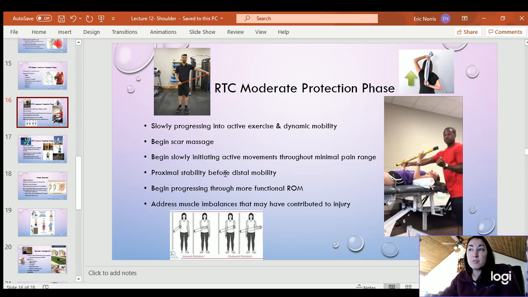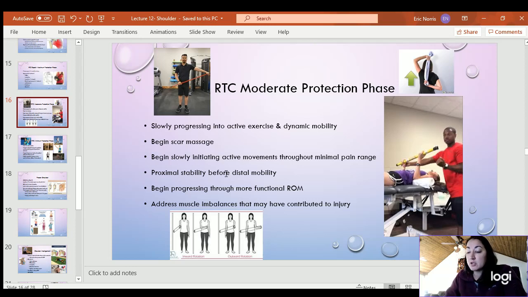Proximal stability before distal mobility. Again, I'm going to repeat that often because we want to focus on proximal stability, so that rotator cuff strengthening, internal and external rotation, that shoulder scapular stabilization against the wall or serratus anterior as well. All of those things go into stabilizing the shoulder so that you are able to do your distal movements with good mobility, good stabilization of the shoulder, holding everything in place.